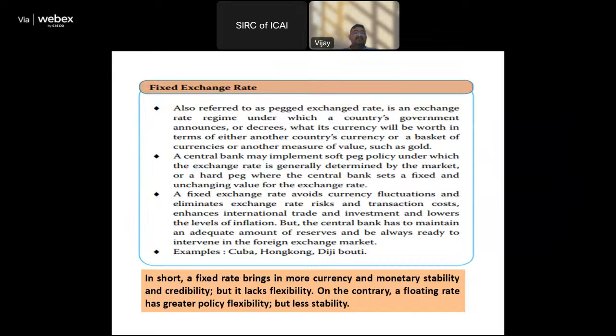So if this is happening based on demand and supply, there won't be any stability. The importer and exporter will not attain currency rate stability, but flexibility will be there. But in case of a fixed rate regime, stability will be there, but flexibility will not be there.